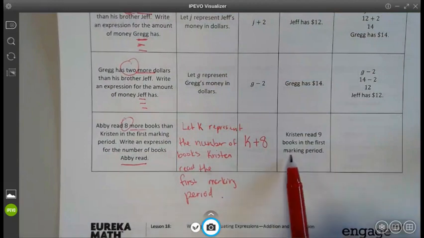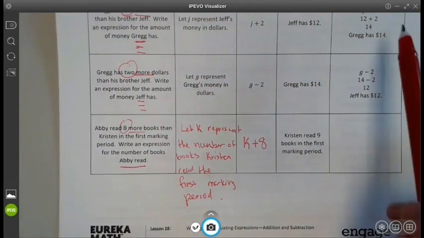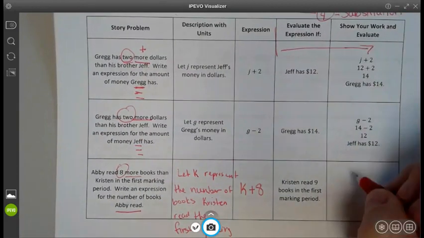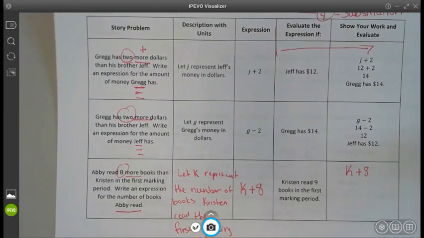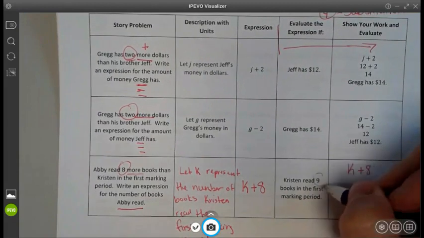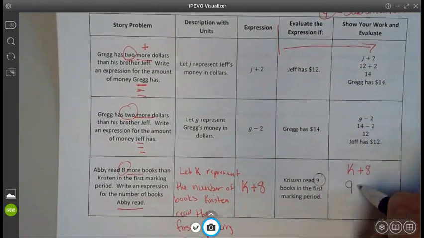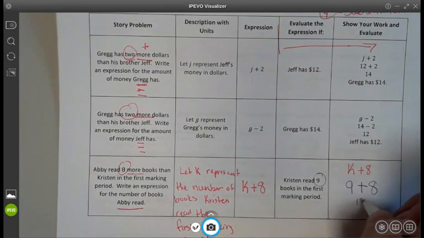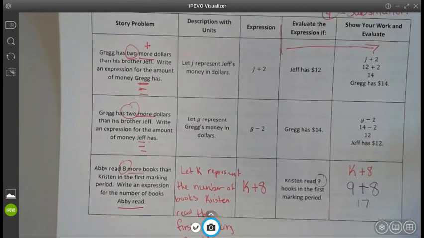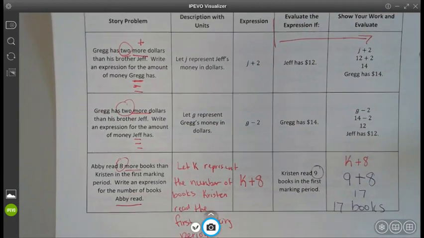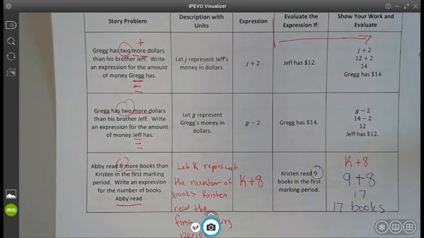If Kristen read 9 books in the first marking period, how could we actually show our work and evaluate, which again means to solve? Well, if the expression is K plus 8, we're substituting in for Kristen's value. We're substituting in a 9. So this is going to be 9 plus 8, which ultimately equals 17. So we could say that Abby read 17 books in the first marking period.